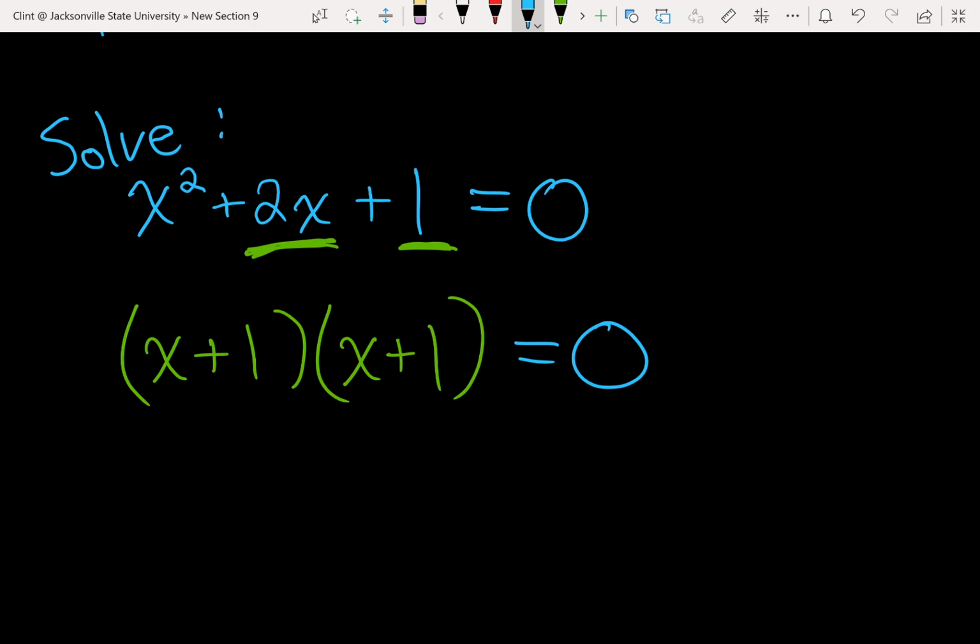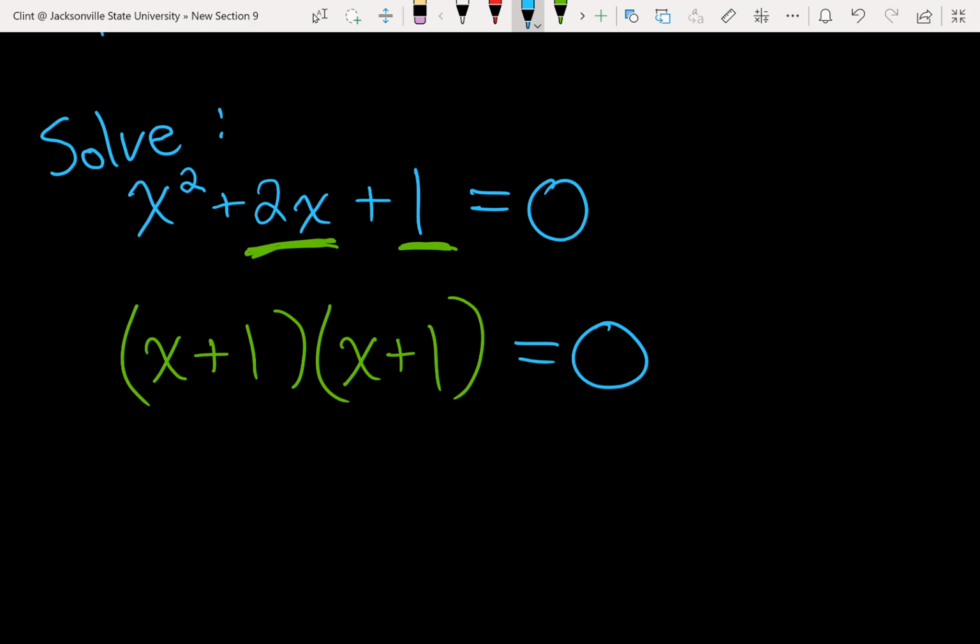If this is some non-zero number over here, then this doesn't work. Have it equal to 0. The only way you can get 0 when you multiply is if this number is 0, right? 0 times something is 0. Or if this number is 0, something times 0 is 0. Or there's one more option. Either the first number is 0, second number is 0, or what? They're both 0, because 0 times 0 is 0. So that's the property we're using.